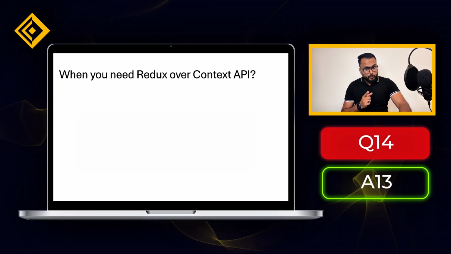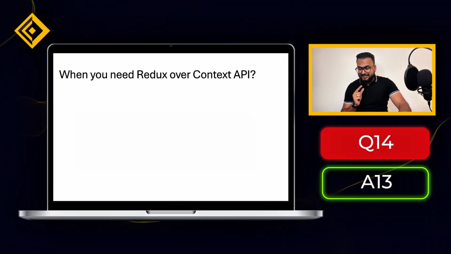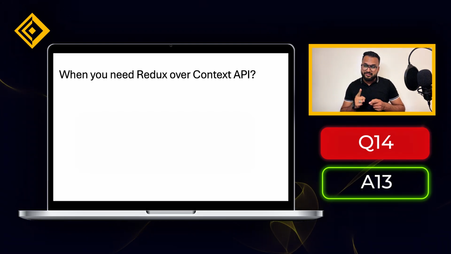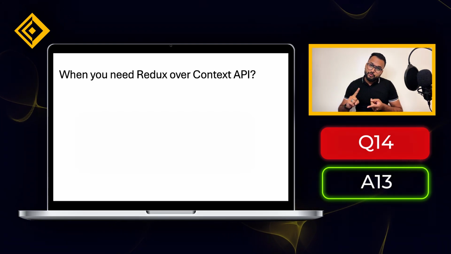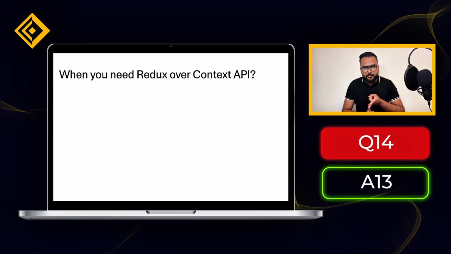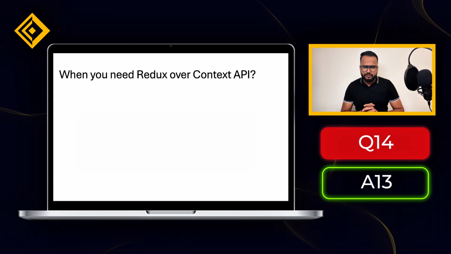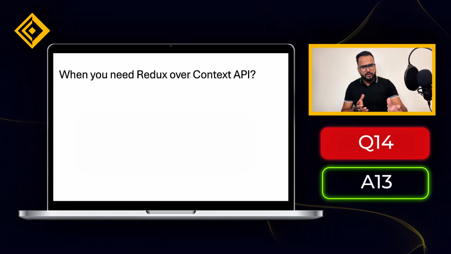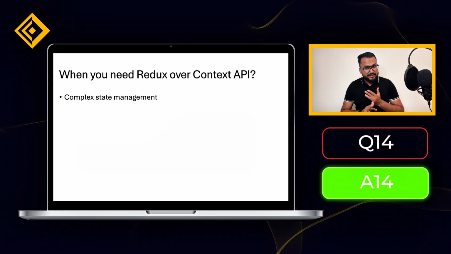After that, they will ask you why you need Redux over context. As soon as you explain Redux and context, they will ask you, if context API is available in React, why do we need Redux? You should answer that. What is the answer? Complex state management. Sometimes you will have a lot of complex states. Redux's rich ecosystem will allow you to handle those complex states very easily. But on the other hand, context API will make it more complex and difficult for you to understand.